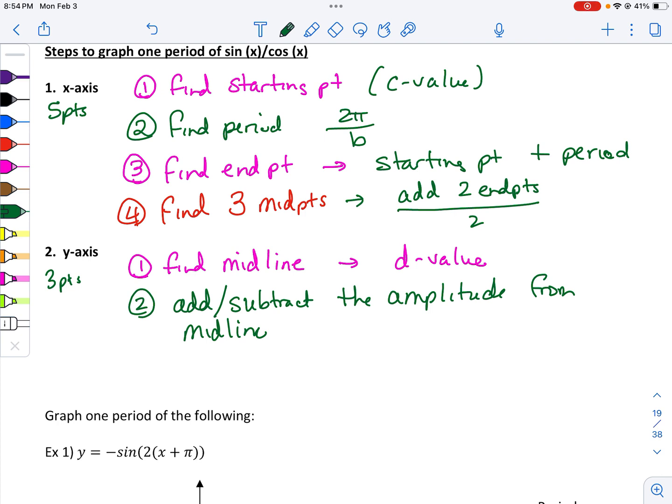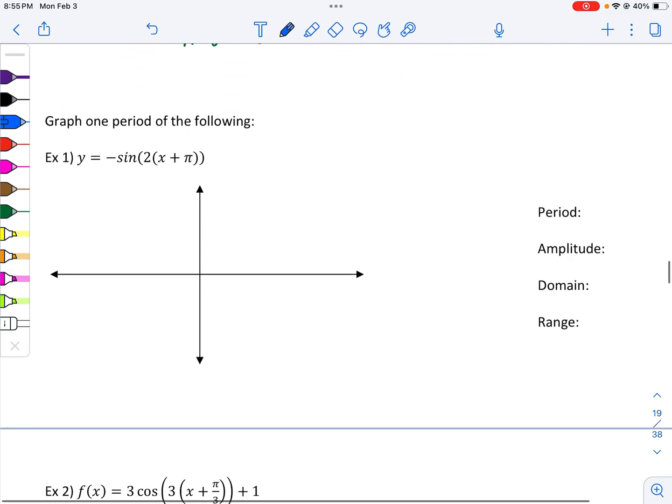Okay, so I know that seems kind of weird for right now, but we're going to do this for almost all of our graphs, whether it's sine, cosine, secant, cosecant, cotangent. The only one that we're not going to do this for is tangent. We'll talk more about that as we get there. But we're going to follow these x-axis steps and then the y-axis steps every single time.